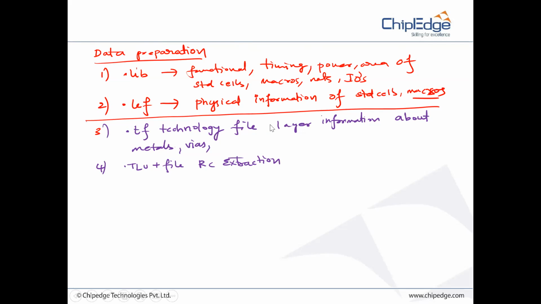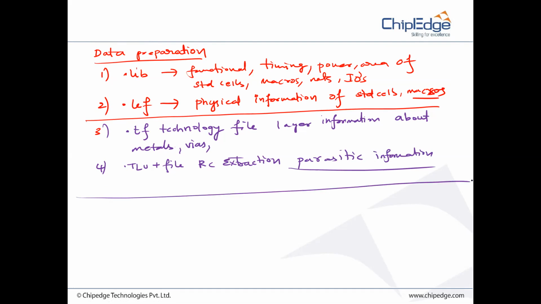Next, the TLU plus file has what information? The delays. It's also known as the RC tech file. It's all about resistance, parasitic information, RC, electrical properties, and all those things. This comes from your foundry. This is what is available with the foundry, so I need to use that and build my design, right?